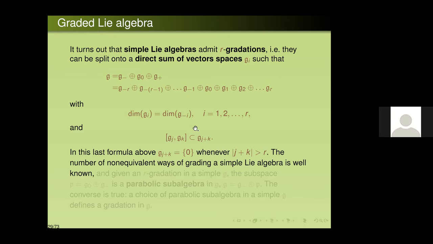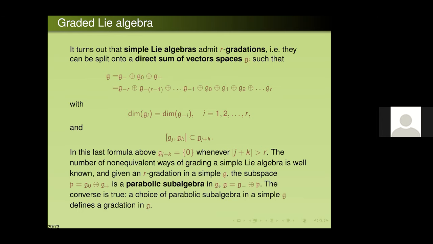And this subalgebra is actually a parabolic subalgebra in G. So in a way, if you have a gradation in a simple algebra, this defines a parabolic subalgebra, which consists of the non-negative part in this decomposition. The converse of this statement is also true. If you have a simple algebra and you choose a parabolic subalgebra, then this defines a gradation in the simple algebra. Okay, so that's the first story about simple algebras. Simple algebras admit R gradations, and a choice of R gradation in a simple Lie algebra is in one-to-one correspondence with a choice of a parabolic subalgebra in this algebra.